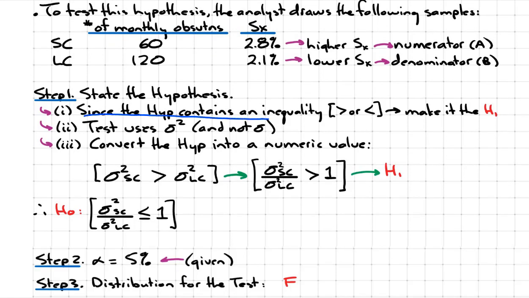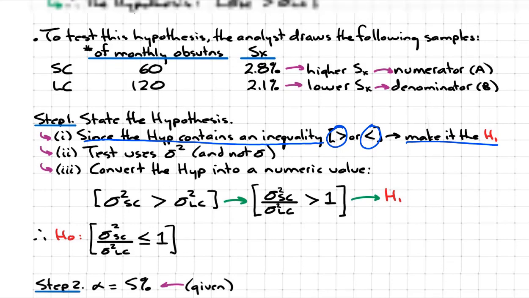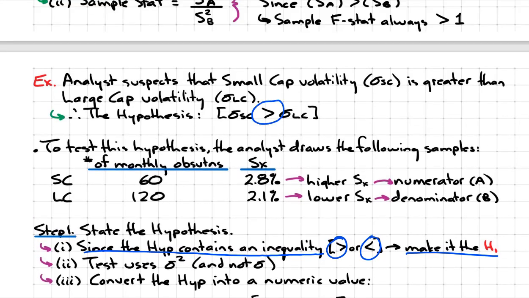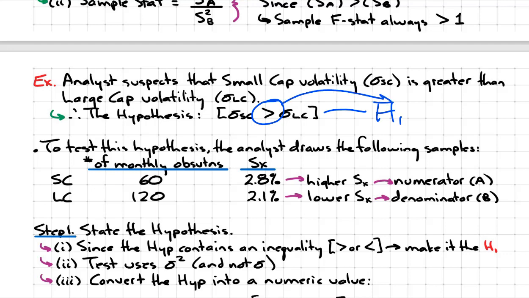Now, since the hypothesis contains an inequality, we make it the alternative. And I've covered this in a previous module. If you like, you can revisit a previous module and look at my rationale for why we make it the alternative. But in this case, we just want to do the shortcut. And the rule is simple. If you see greater than or equal to in the hypothesis, you make it the alternative. Now, where did you see that? It's right here. It is right there. So I'm going to make this statement my alternative because there's an inequality in there.